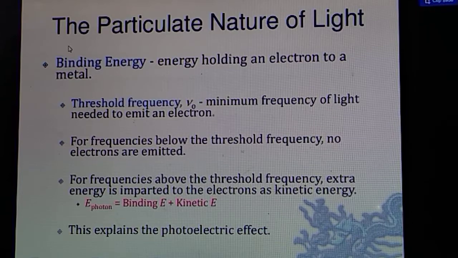So E photon is equal to binding energy plus kinetic energy. And binding energy means the threshold energy. It is also known as the work function. So this explains the photoelectric effect.